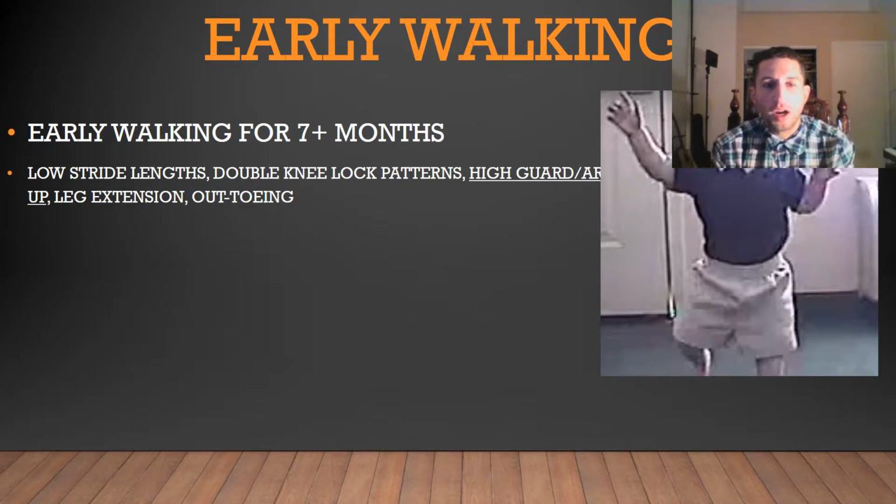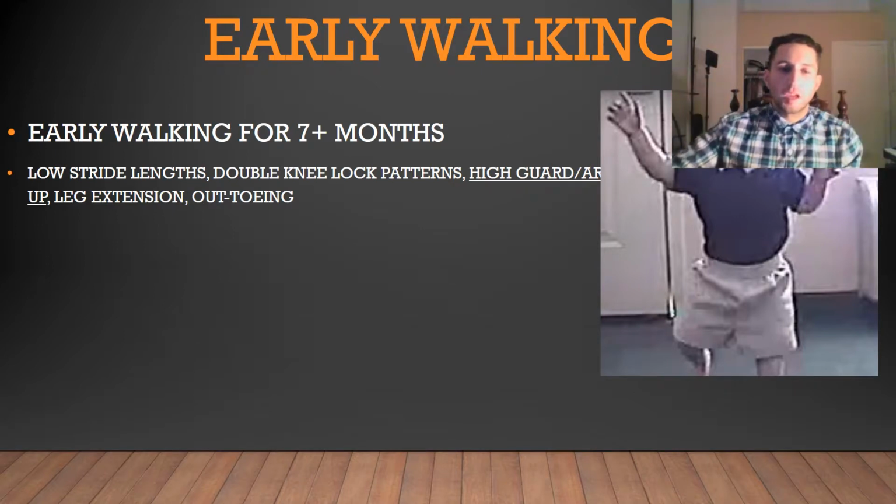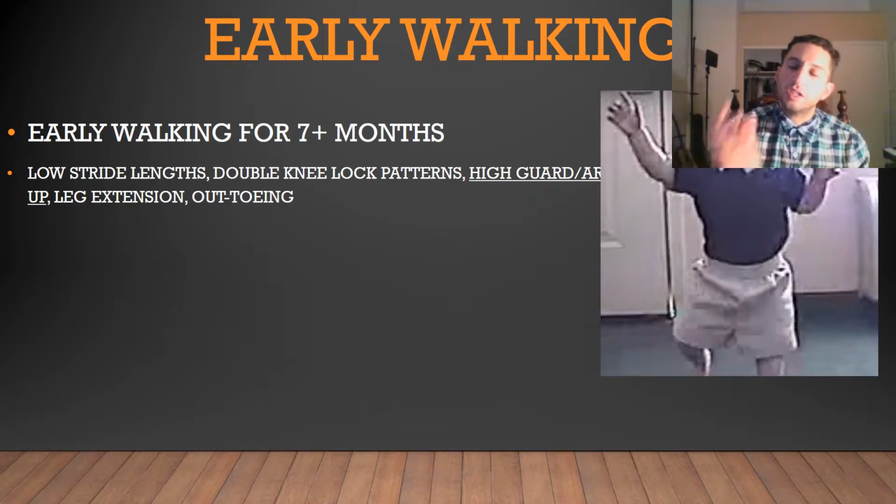There's going to be a low stride length, double knee locking patterns, high guard arms up, as well as leg extension and out toeing. As you see right here, the child in the picture to the right has a high guard stance, if you will, in which they use the arms to actually help make their body more stable and help out with balance. You will not notice this with the adult because this is going to be some of the early developments of walking.